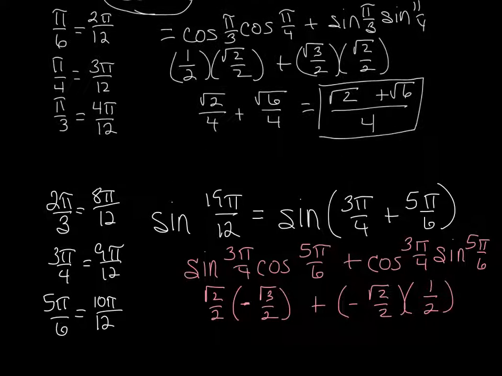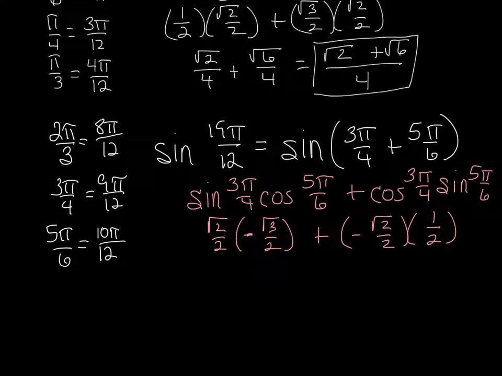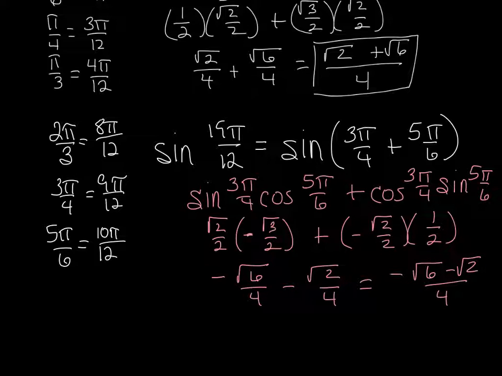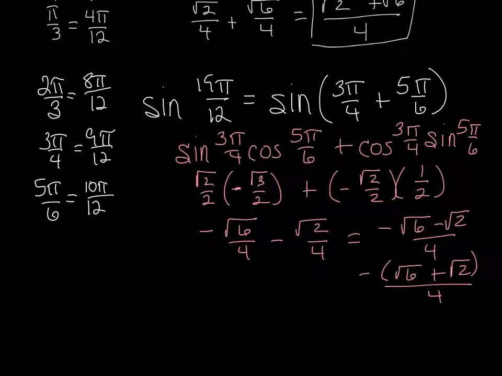So if we multiply here, we get negative square root of 6 over 4 minus the square root of 2 over 4. You could write it as a negative square root of 6 minus the square root of 2 over 4. Or you could factor out a negative and have the square root of 6 plus the square root of 2 over 4. Just as a reminder, that would be the answer for the sine of 19 pi over 12.